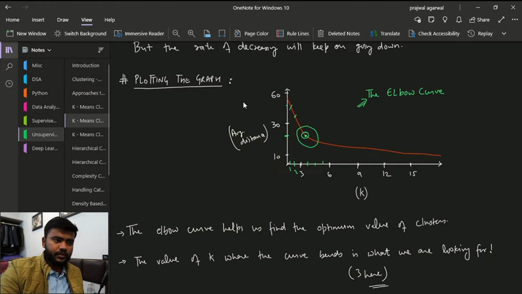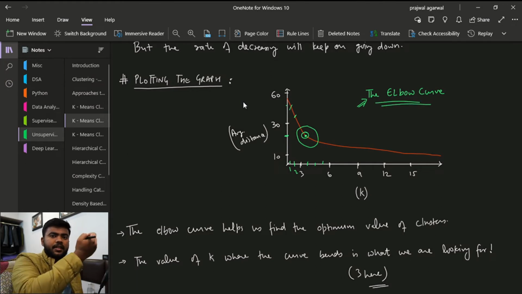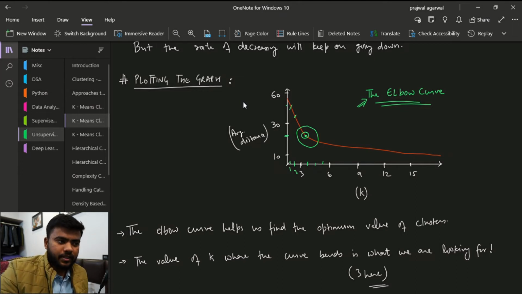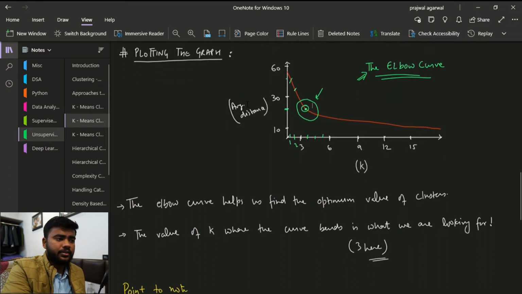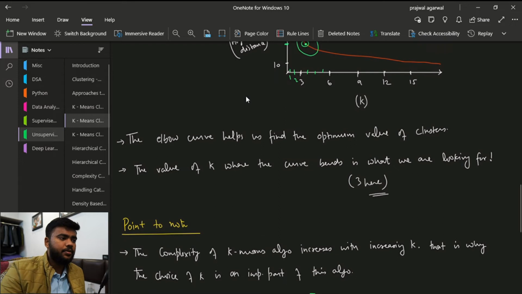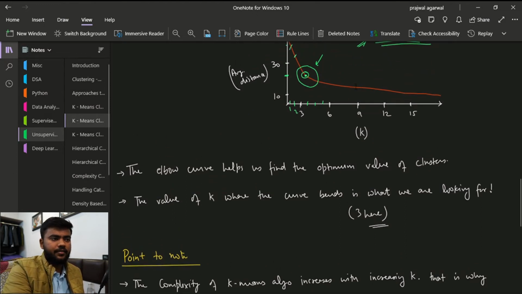This particular curve is called an elbow curve, by the way, because it resembles an elbow. The optimum number of clusters for your model is actually the point where this elbow is achieved. This is the point where you have the optimum number of clusters. The elbow curve helps us find the optimum value of clusters. The value of k where the curve bends is what we are looking for, and in our case we have achieved that bend at the value of 3.